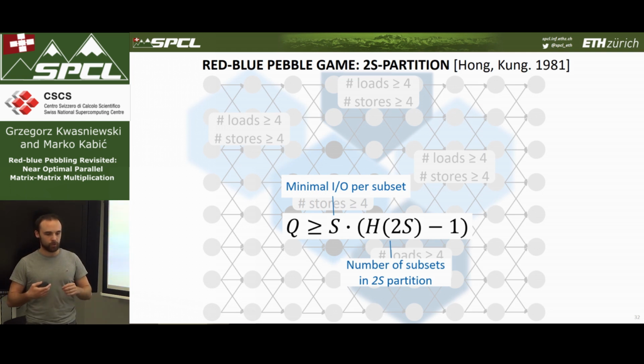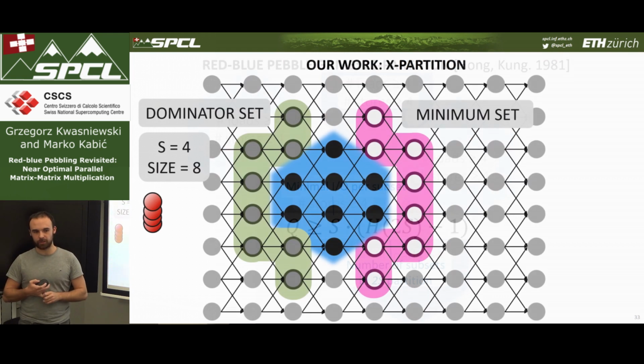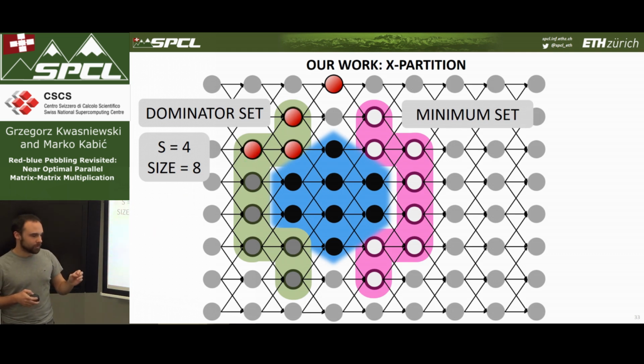In our work we really wanted to push this bound as high as possible to get a tight I/O lower bound. So we extended the 2S partition to the X-partition abstraction. What happens here is that if we can prove mathematically where exactly all the red pebbles are, for example, if we can prove that this red pebble has to be there for some reason, then we are left with only 3 red pebbles that can be reused from the previous computation, being in a dominator set. So it means that the remaining 5 vertices have to have blue pebbles.